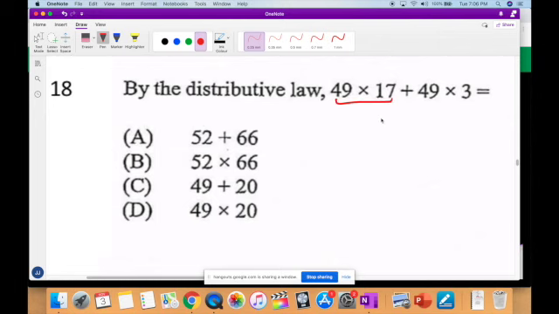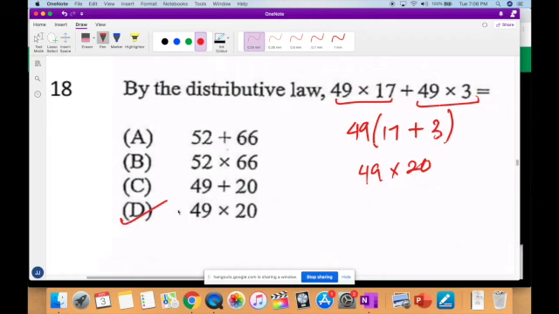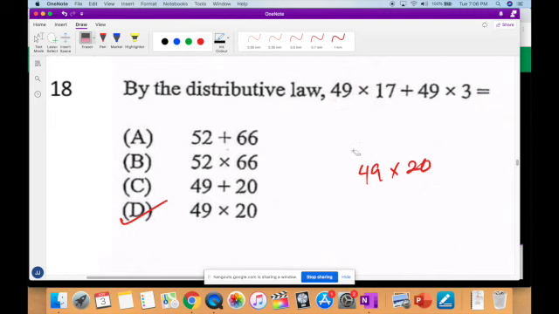49 is being multiplied by 17. 49 is also being multiplied by 3. So 49 is being multiplied by 17 and 3. So 49 is actually being multiplied by 20 in this case. Right? So I hope that everybody got that. Anybody need an explanation for this? I got it wrong, I understand where I went wrong. All right. Well, what did you put?